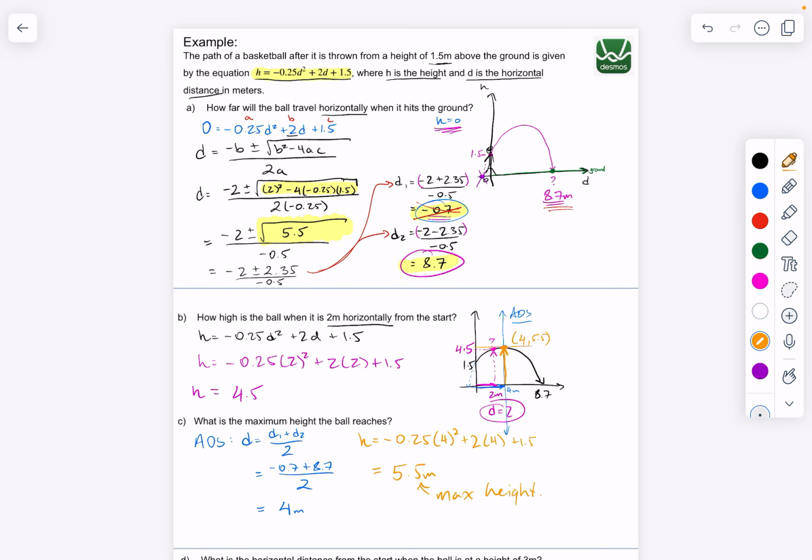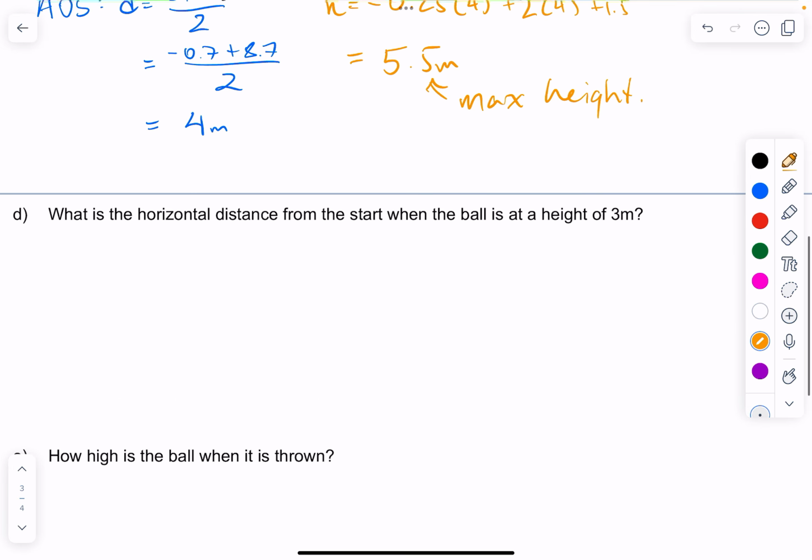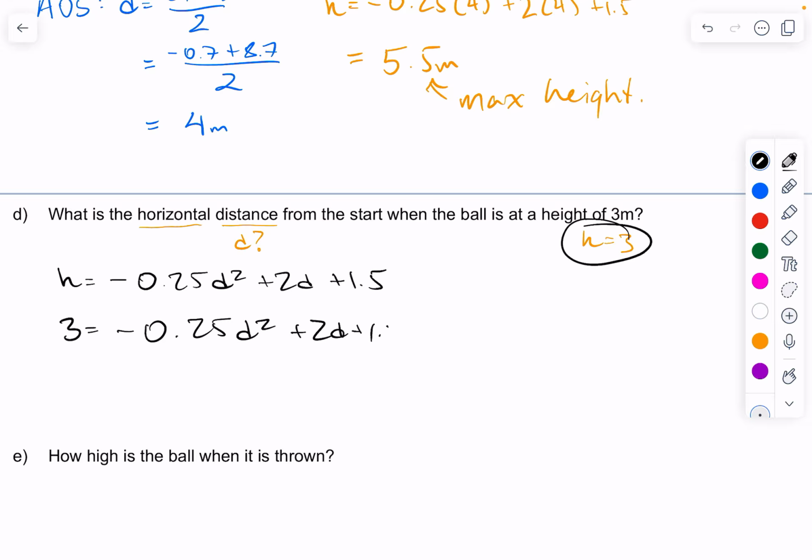Okay? Let's see what else we could ask. So what's the horizontal distance? Horizontal distance. So we're looking for d when the ball is at a height of 3. Well, I'm just going to use my equation. H is equal to negative 0.25 d squared plus 2d plus 1.5. And I look and I know what h is. So I'm going to sub in 3 is equal to negative 0.25 d squared plus 2d plus 1.5.